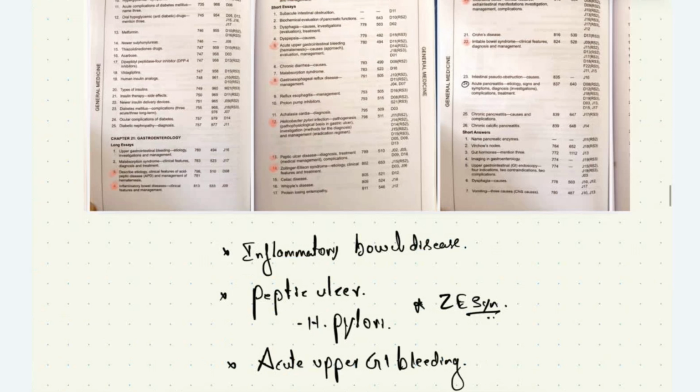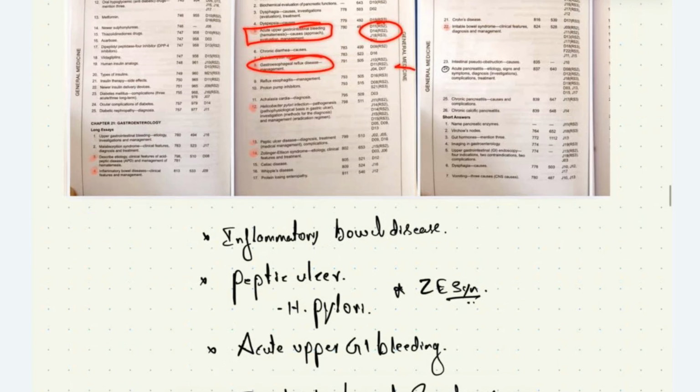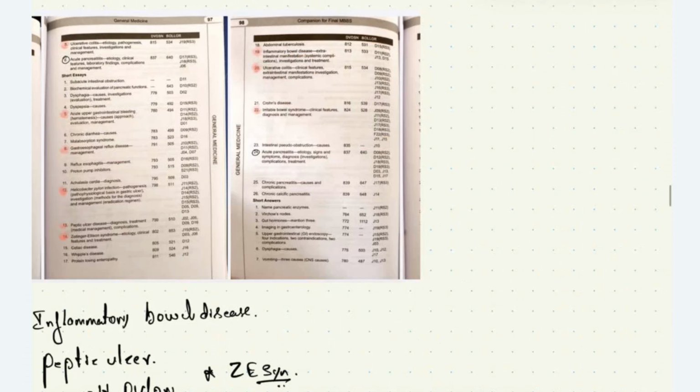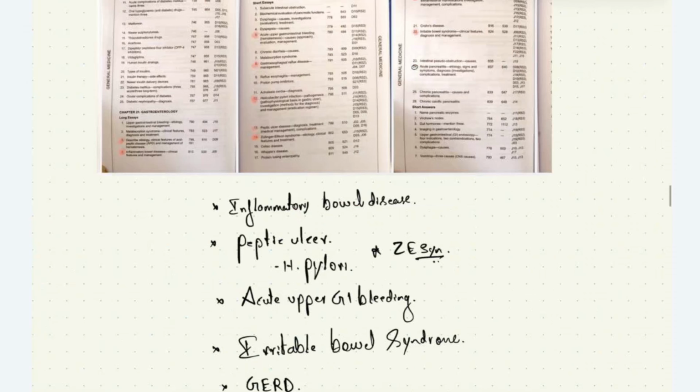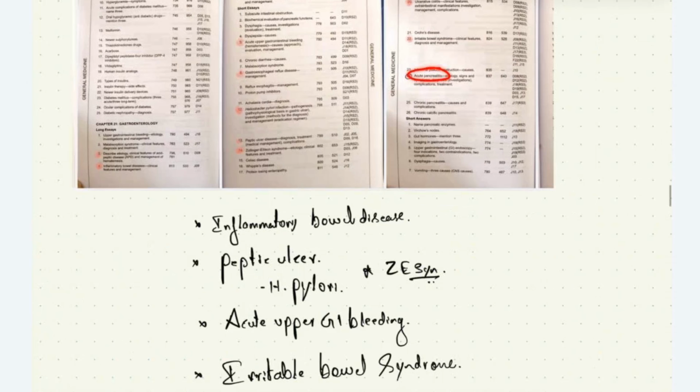Under 5 markers, acute upper GI bleeding has been asked many times, GERD asked many times, H. pylori infection asked many times, peptic ulcer disease asked 4 times, and Zollinger-Ellison syndrome asked 4 times. Inflammatory bowel disease, ulcerative colitis, and irritable bowel syndrome have been asked many times. Acute pancreatitis is also a frequently asked 5 marker. Please go through acute pancreatitis, which is a surgery topic.